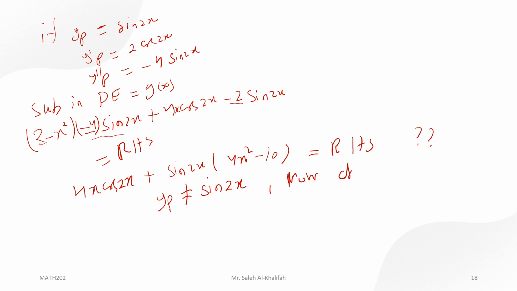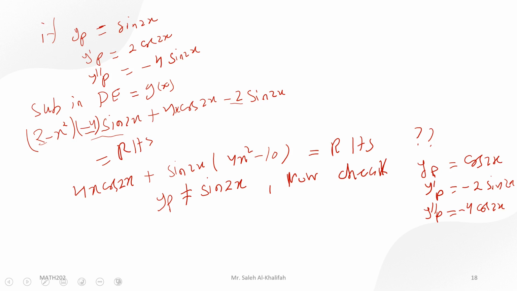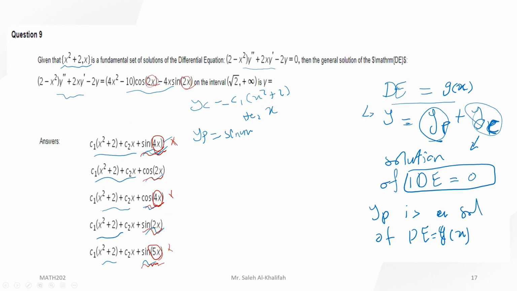Now check for what? Y of p equals cosine of 2x. Then y prime of p is minus 2 sine of 2x. And y double prime of p is minus 4 cosine of 2x. راح أعوض. First we have 2 minus x square ضرب ال y double prime which is minus 4 cosine of 2x. بعدين plus 2x ضرب y prime راح يعطينا minus minus 4x sine 2x. بعدين we have what? Minus 2y.